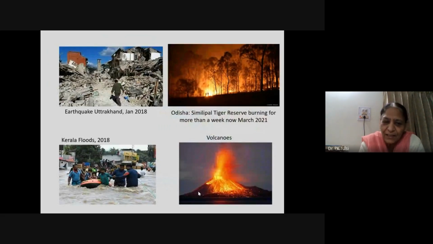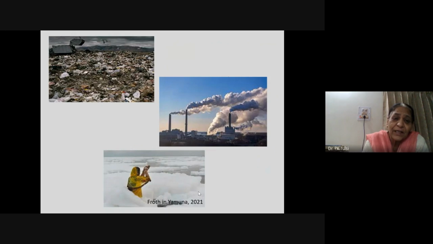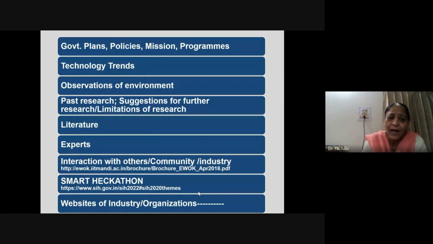Then recently we have seen in Uttarakhand, not an earthquake, but so many people have had to leave their homes because of the cracks that have appeared in their residential buildings because of the work going on in the mountains. Then in Odisha, the tiger reserve was burning for a week long, more than a week. Kerala floods, we have seen volcanoes. All these. That means many ideas can come from the observation of the environment.